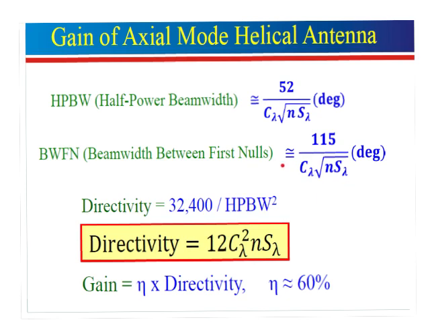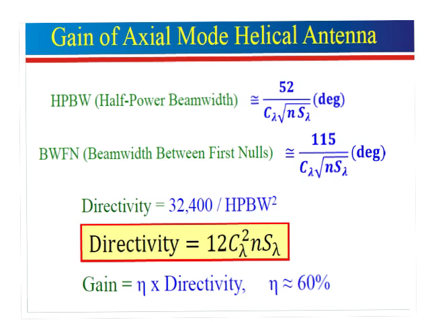Beam width between first nulls is 2 times the half power beam width, and the directivity is given by 32,400 divided by half power beam width square. There is one more formula for directivity, which is given by 12 C lambda square into N into S lambda. The gain is given by eta times the directivity, where eta is the efficiency, whose standard value is 60%.